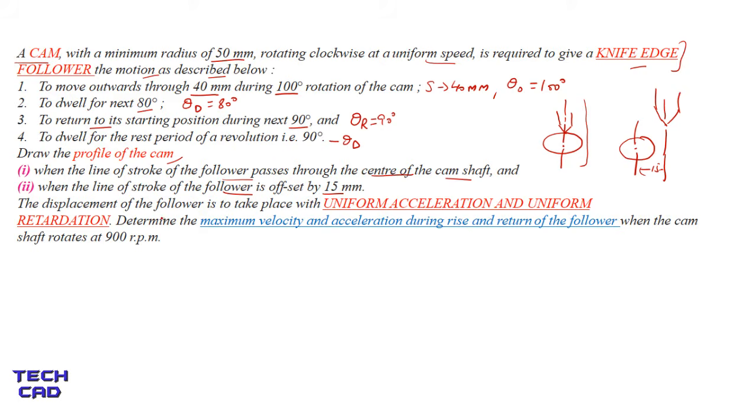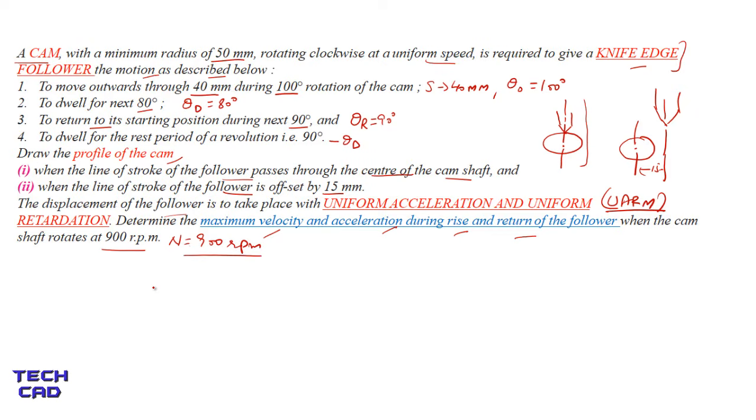Now the displacement of the follower is to take place with uniform acceleration and retardation motion. So this is a UARM case of cam and follower motions, and we need to determine the maximum velocity and acceleration during rise and return of the follower when the camshaft rotates at 900 rpm, meaning n is 900 rpm. So let's start the solution.